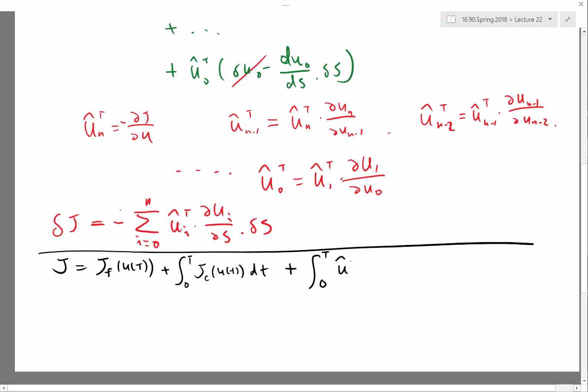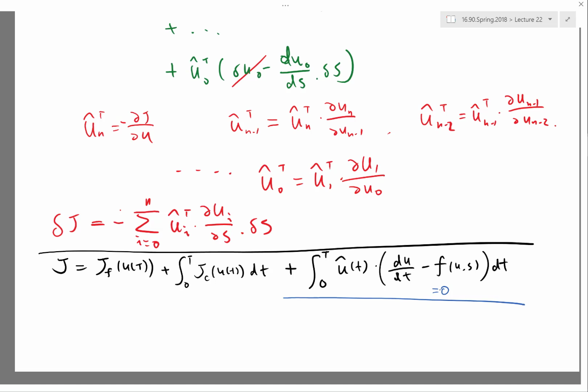So my u hat is going to be a function of t. And then my differential equation, du/dt minus f of u, s, dt. This is the new term we are adding. And this actually is equal to 0 for any function u hat of t. It's not just equal to 0 for a constant u hat. It's equal to 0 no matter what u hat of t you choose.